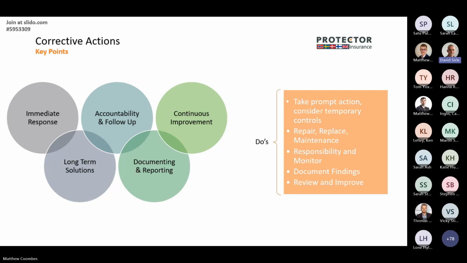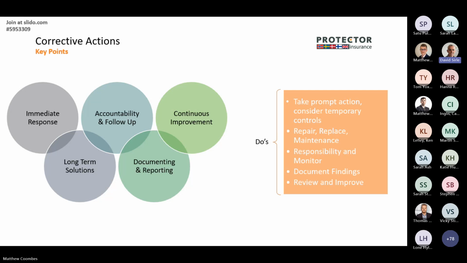With regards to accountability and follow-up, it's important to assign an action owner, somebody that's going to take responsibility of that action, but it's also important that you don't just choose anybody. Choose someone with the knowledge and expertise to close out that action. If an action is not assigned, it will probably not get closed, or at the very least, it will take a longer period of time.